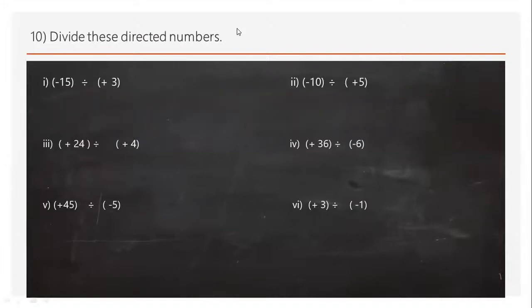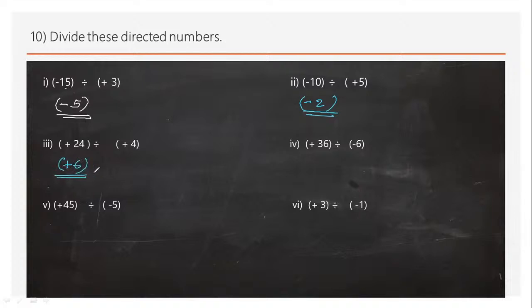Divide these directed numbers. Minus divided by plus. Here I will write minus, 15 divided by 3 is 5. Minus 5. This one: minus divided by plus is minus, 10 divided by 5 is 2. Minus 2. And this one: plus 24 divided by plus 4. Plus divided by plus is plus. 24 divided by 4 is 6. Plus 6 is the answer here.